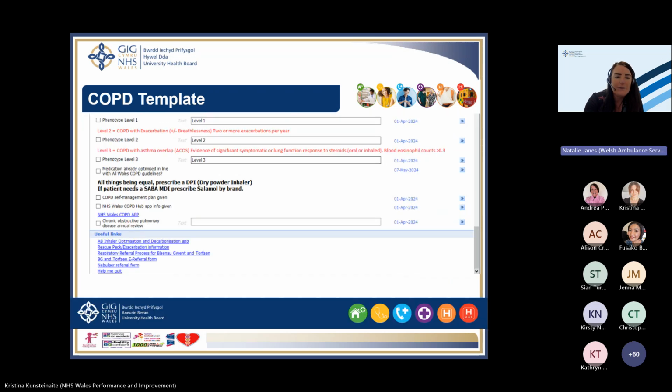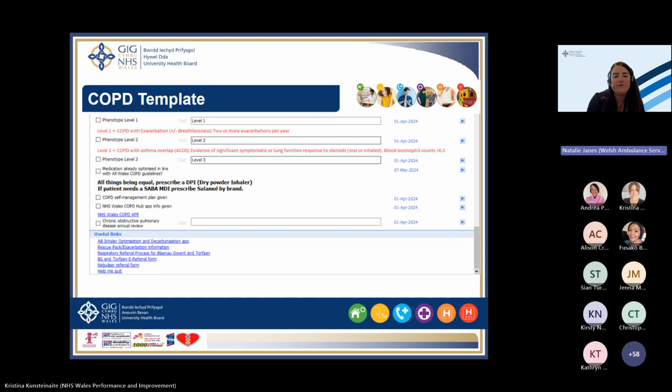It also goes on to phenotyping, whether it's phenotype 1, 2 or 3, and also indicates whether patients require dry powder inhalers or SABAs. Obviously we're heading towards more dry powder inhalers in relation to the carbon agenda, but at the end of the day, it's what the patient can use that we prescribe, and what they need to be prescribed, and also to ensure that all patients are given a COPD self-management plan.